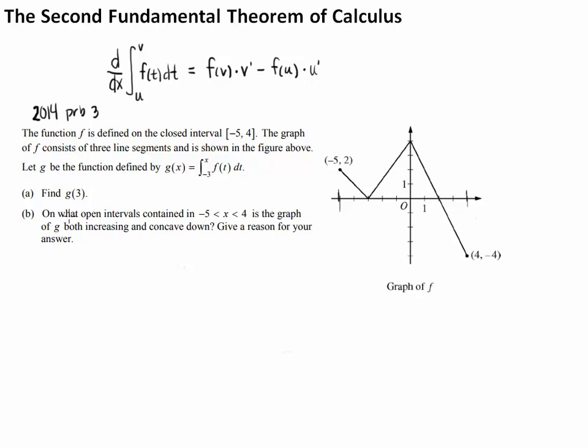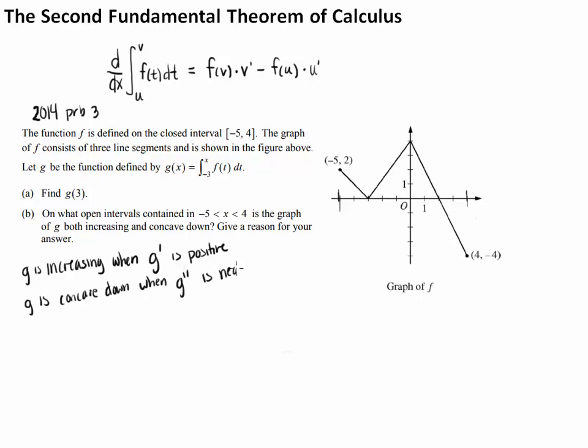Well, a function g will be increasing when g prime is positive, and we want it concave down when the second derivative, g double prime, is negative. So that's what we're looking for. We want to know, hey, when is g prime positive, and when is g double prime negative? So let's take a look at this.